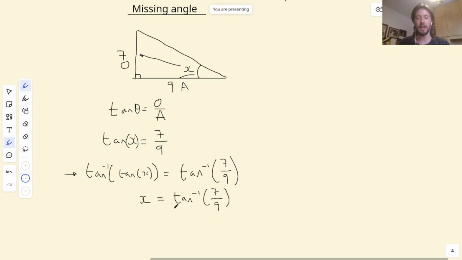Now, using your calculator and the inverse function, you can find that this value will give you 37.9 degrees. And there we go. We can find missing angles.